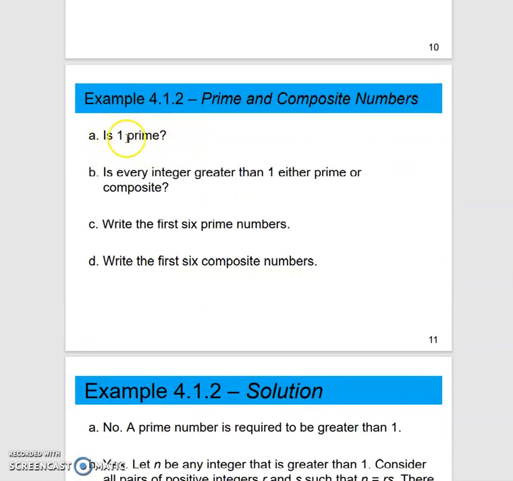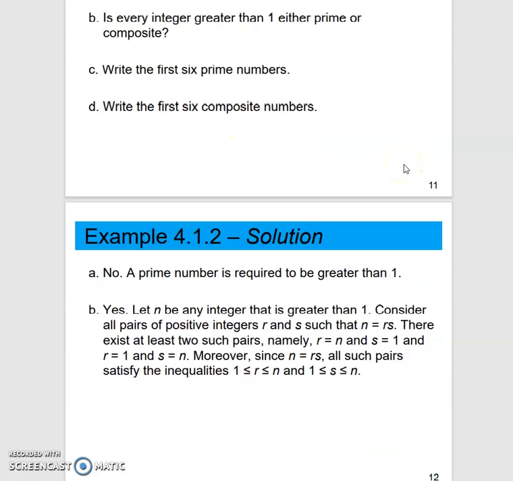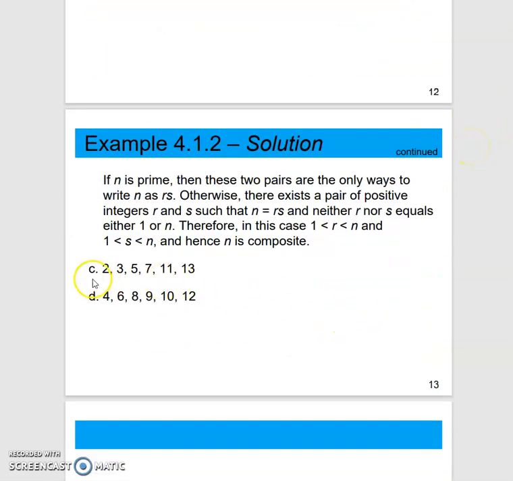Again, we've said this a number of times, is 1 prime? It is definitely not prime. A prime has to be greater than 1. Is every integer greater than 1 either prime or composite? Yes. And this is actually one of our fundamental theorems of arithmetic. We'll talk a little bit more about it later. And then let's write the first 6 primes and then the first 6 composites. Our first 6 primes are 2, 3, 5, 7, 11, and 13. And our first 6 composites are 4, 6, 8, 9, 10, and 12.